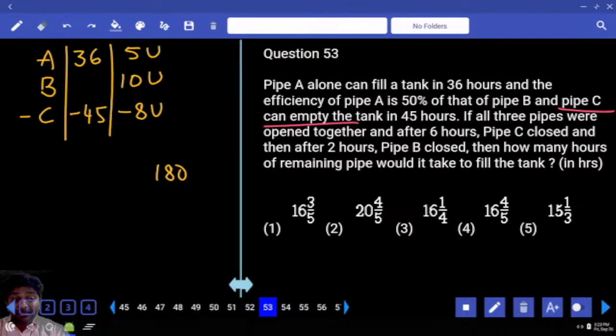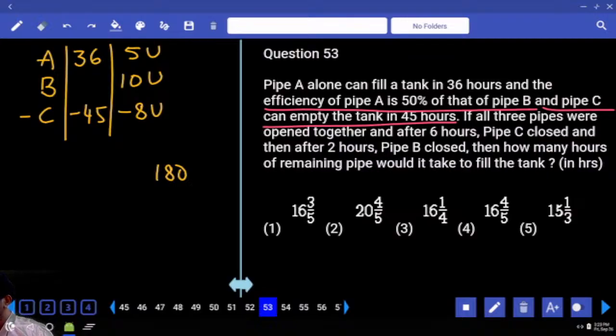C can empty the tank in 45 hours. Don't merge this. Efficiency of A is 50% of that of A and pipe B and pipe C. No, that is not the statement. Till here only it is the statement. And pipe C can empty the tank in 45 hours. That is a statement.